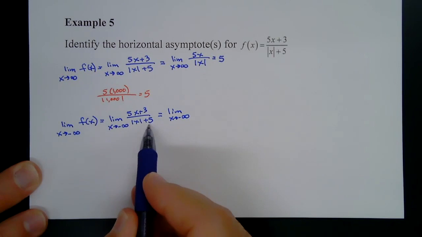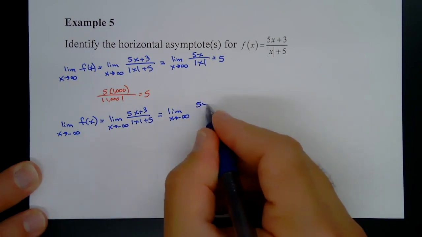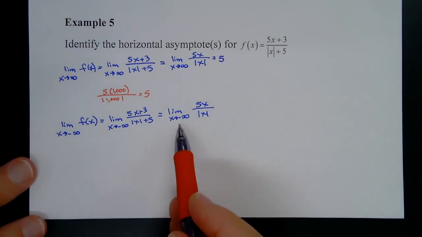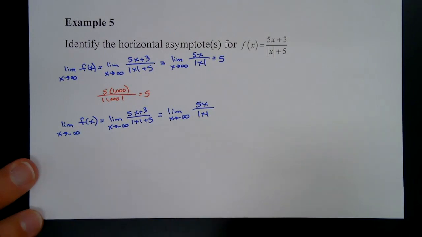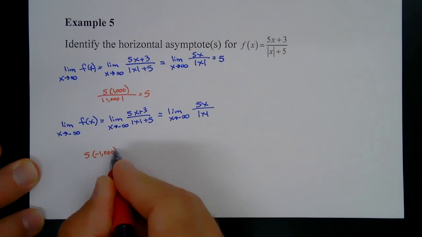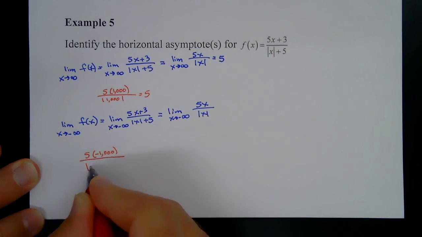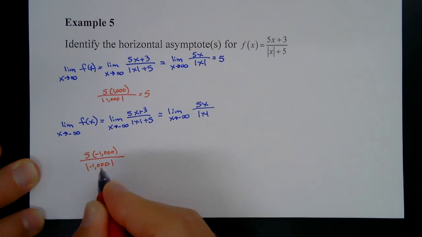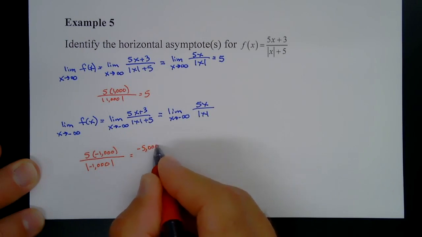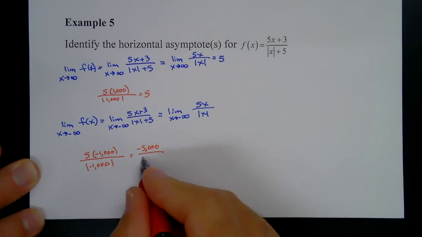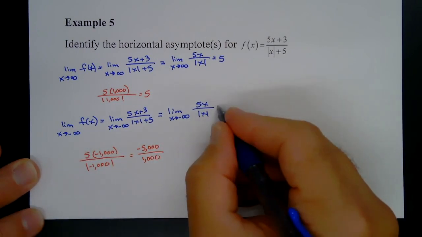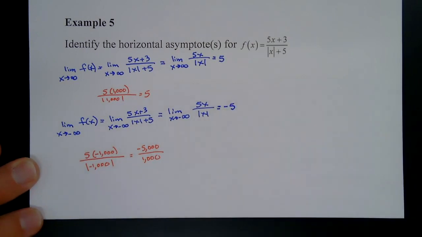Once again, the plus 3 and the plus 5 are insignificant. So we can just do 5x over the absolute value of x. Okay, so this time we need to look at a negative large value. So let's say negative 1,000. So this would be 5 times negative 1,000 over the absolute value of negative 1,000. Well, if I multiply these, that would give me negative 5,000 over the absolute value of negative 1,000, which is 1,000. So this would come out to be negative 5. So the answer to this one is negative 5.